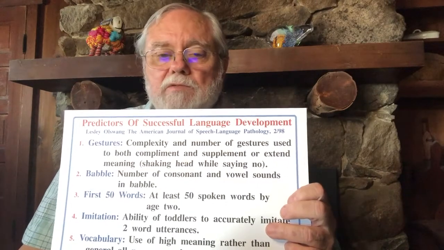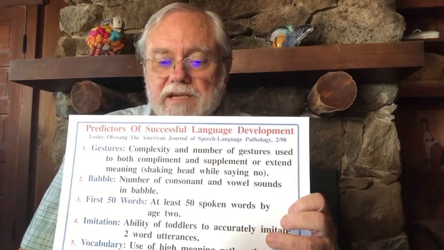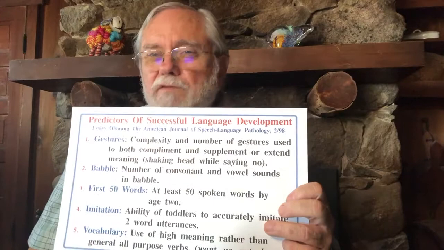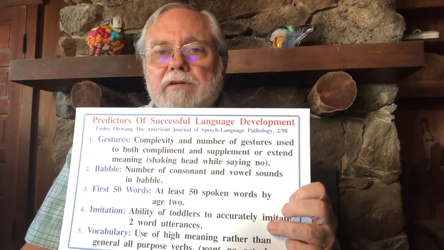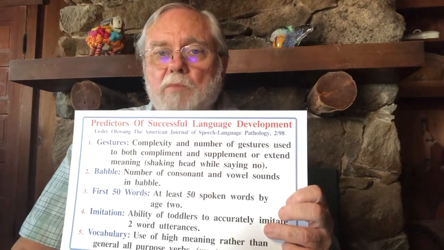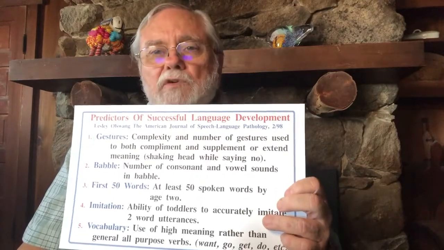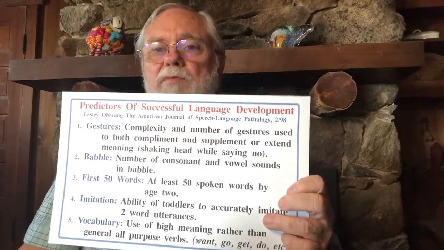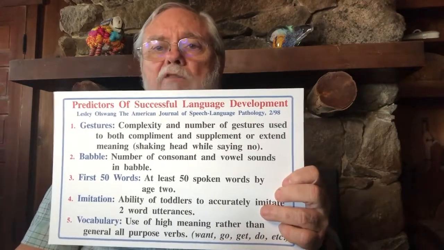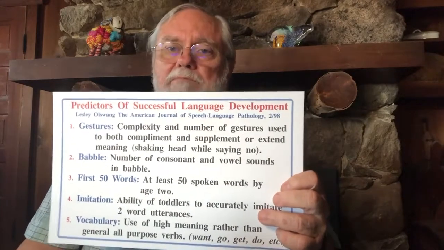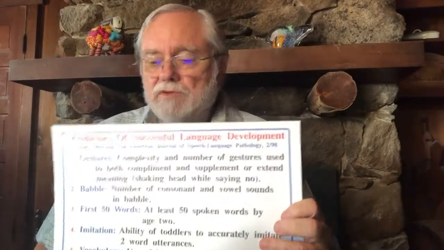And just like I talked about with the parts of the puzzle, she assessed gestures, babble, first 50 words, imitation, and vocabulary. When she assessed vocabulary, it wasn't nouns that she was looking at. She assessed whether or not children were using general all-purpose or high-frequency verbs like want, go, get, do, etc. And if those were their primary verbs, they were considered to be in trouble. The kids who were producing lower frequency, higher meaning verbs like bounce and bump and balance were in much better shape in terms of their language development.